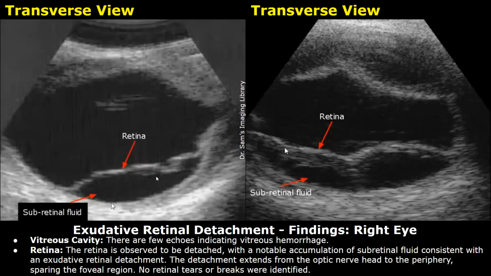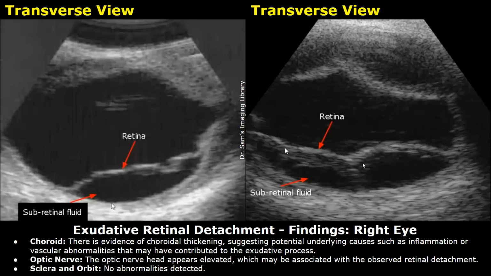The detachment extends from the optic nerve head to the periphery, sparing the foveal region. No retinal tears or breaks were identified. There is evidence of choroidal thickening, suggesting potential underlying causes such as inflammation or vascular abnormalities that may have contributed to the exudative process. The optic nerve head appears elevated, which may be associated with the observed retinal detachment. No abnormalities were detected in the sclera and orbit.